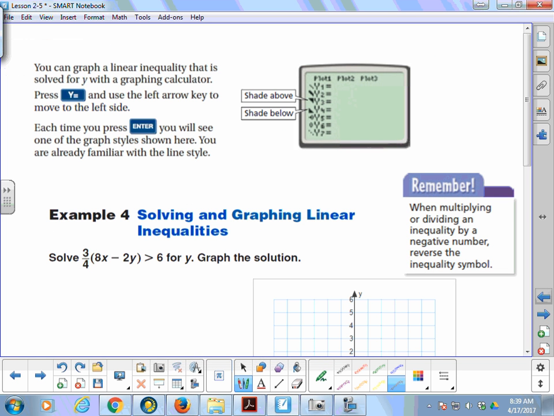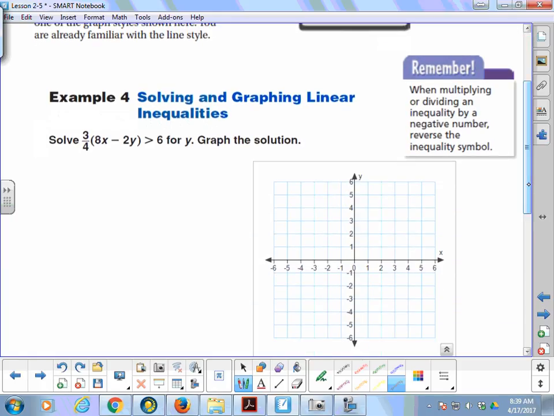You can also graph linear inequalities on your calculator. We're not going to spend any time working on that, though. I think you can actually change the shading on the calculator to shade above or below. But the thing about that is that you have to have it in slope-intercept form. If it's not in slope-intercept form, it doesn't work.